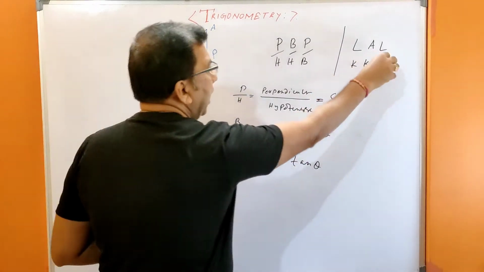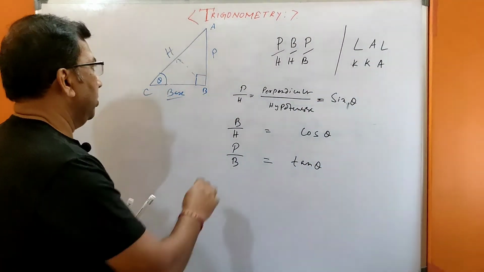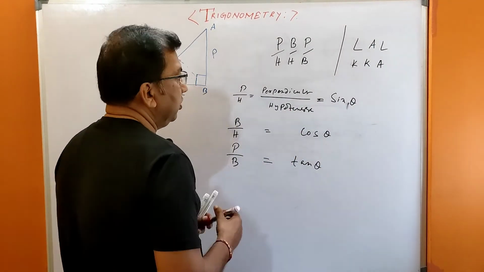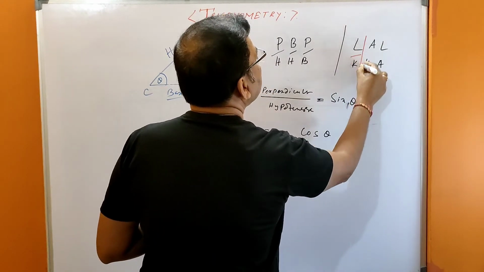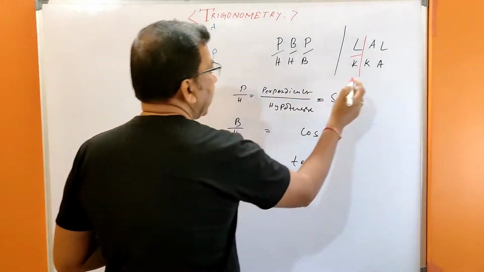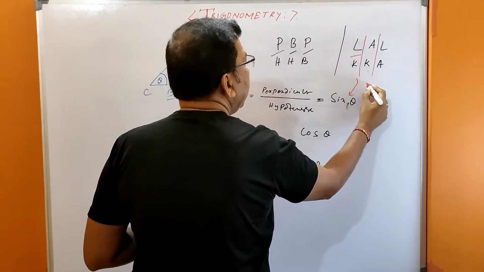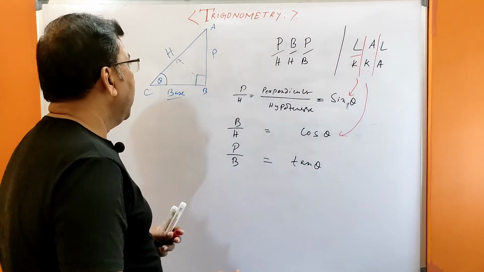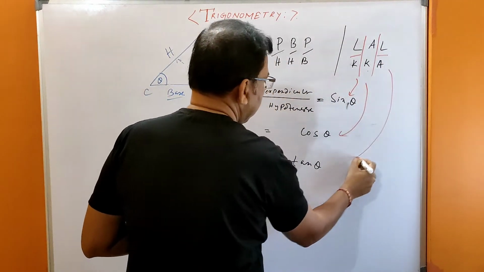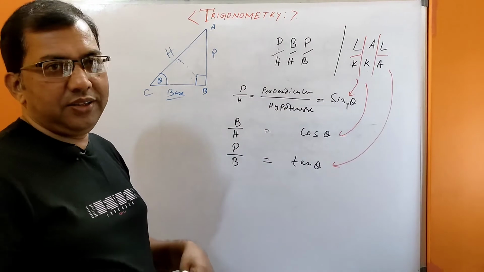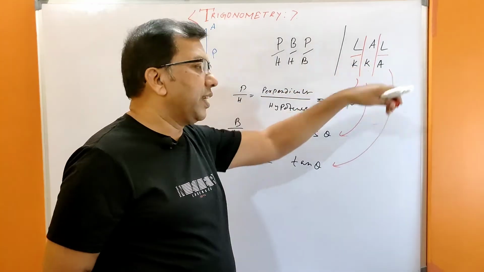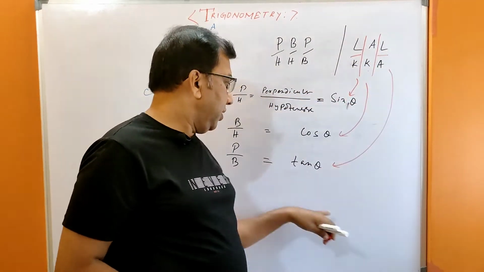Or in case of the other mnemonic, this is perpendicular by hypotenuse, this is sin theta. This is base by hypotenuse, this is cos. And this is perpendicular by base, this is tan. You can also use this mnemonic: perpendicular by hypotenuse sin, base by hypotenuse cos, perpendicular by base tan.